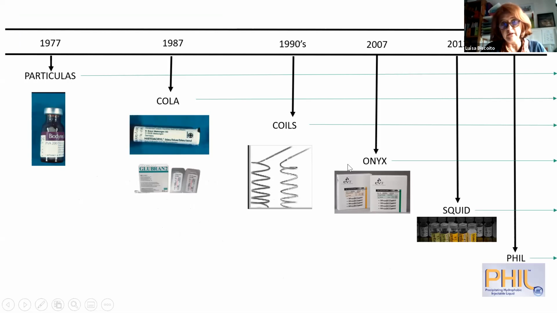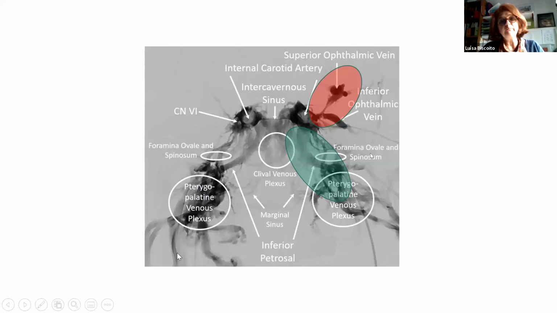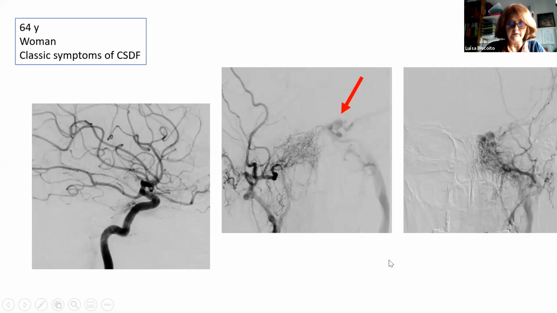We use different materials, as everybody knows, from particles, glue, coils, and the more recent liquid embolic agents that precipitate and do not polymerize like glue. With all these materials, what we want to do is to reach the foot of the vein. So we are going to try first from the IPS, which is the best and easiest. If not, in this case, we can go through the superior ophthalmic vein.